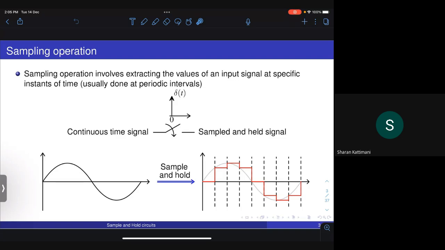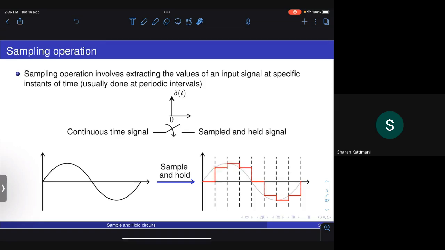When you sample, ideally you should be multiplying with delta of t. But when you have a sampling switch, essentially every time you close the switch, your output reaches the value of the input at that instant of time. And once you open the switch, it will basically stay there. So this is the basic sample and hold operation.